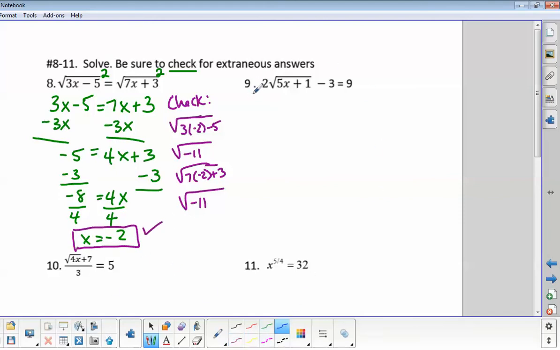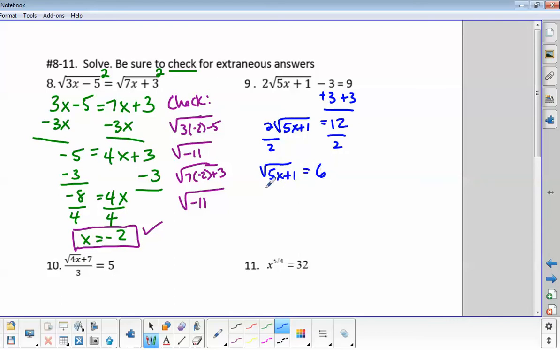All right, in number 9, you want to get the square root by itself before you square both sides. So get rid of the -3 with +3. 2 square root 5x plus 1 equals 12. And then get rid of the 2 by dividing by 2. So square root of 5x plus 1 equals 6.